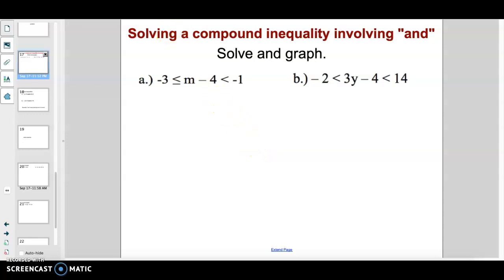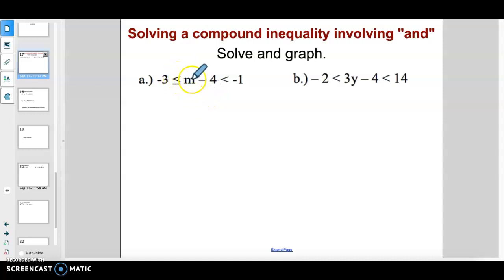The next type of compound inequality we're going to look at are the AND compound inequalities. If you look at these, you don't see the word AND, but when the variable is on the inside of your inequality symbols, then this is an AND situation. So you're going to graph what they have in common.